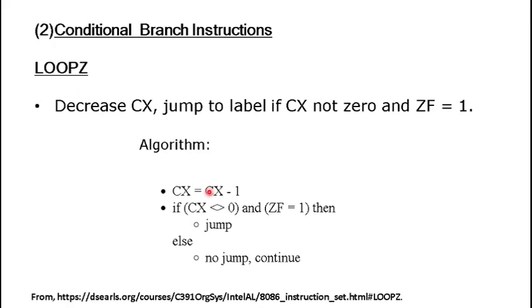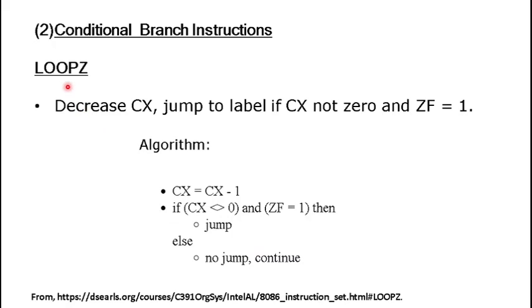So this is the algorithm of LOOPZ. At the point of the loop followed by the label, CX will be decremented, and as usual a check whether CX is 0 is done. If CX is 0, we won't do the loop. Apart from the normal check of CX being 0, you also check whether the zero flag is set, because it is LOOPZ or LOOPE as the case may be. If both conditions are true, then only will we do a jump. If either one of the conditions is not true, we won't jump, we will just resume with normal sequential flow.